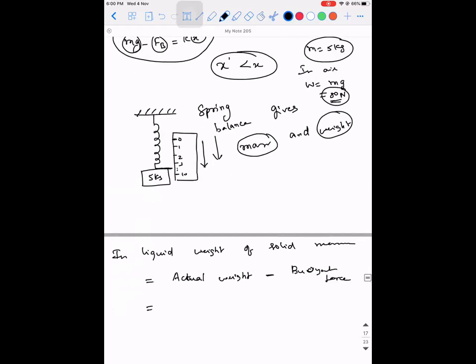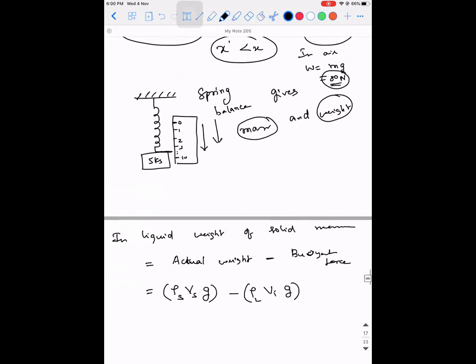So what is the actual weight of solid? It is density of solid into volume of solid into g, minus, what is the formula for buoyant force I gave you? Density of liquid into volume of immersed portion into g, right? So this decreased weight is what is called the apparent weight.